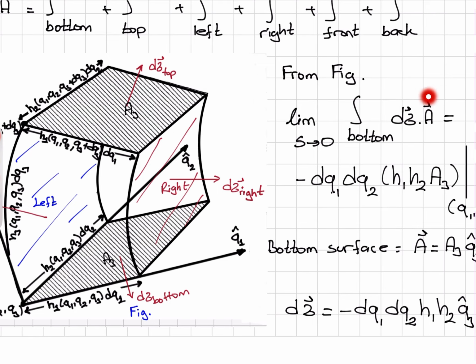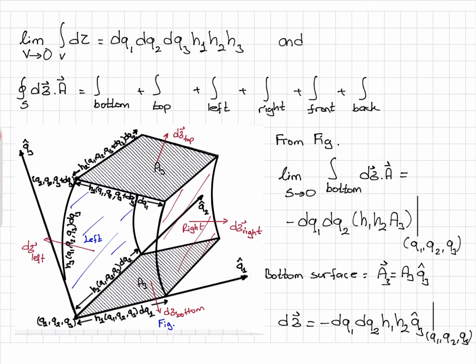We're taking the dot product of this with the A vector, which means we're looking at the a3 component, and the a3 component is in the q3 hat direction. So this is our a3 vector. The other two components do not contribute because we only have a dot product with q3 hat here. The other two unit vectors are orthonormal, so they would give 0 from the dot product. So a3 q3 hat dot d sigma gives us minus dq1 dq2 h1 h2 a3.